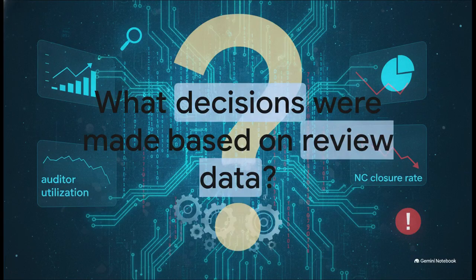Which naturally brings us to the ultimate question any external auditor is absolutely going to ask you: show me the last audit program performance review. What decisions were made based on the data? Look, tracking KPIs is completely useless unless that data directly triggers management decisions. If your auditor utilization is running too high, guess what? It means your team is burning out and you need to hire. If your NC closure rate is low, it means your corrective action process is failing. The data absolutely must drive action.